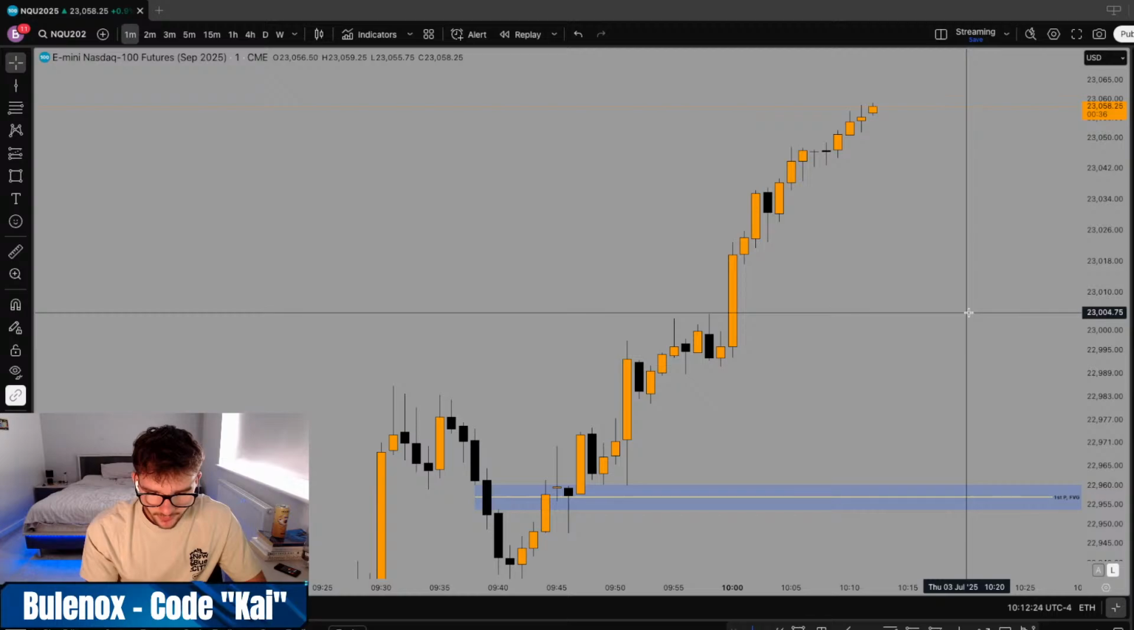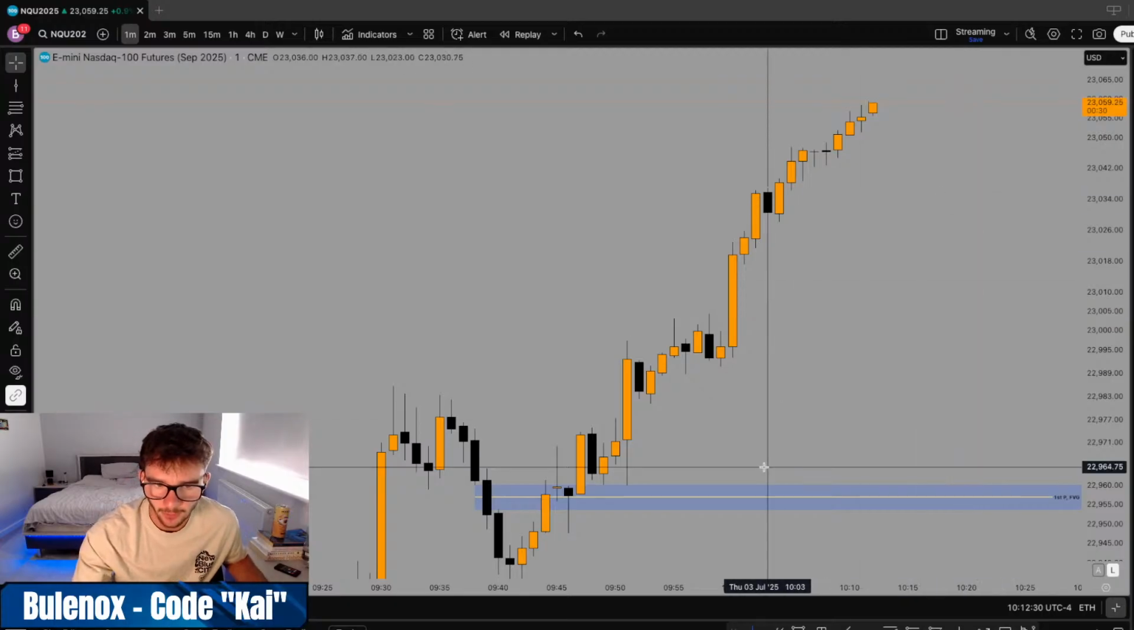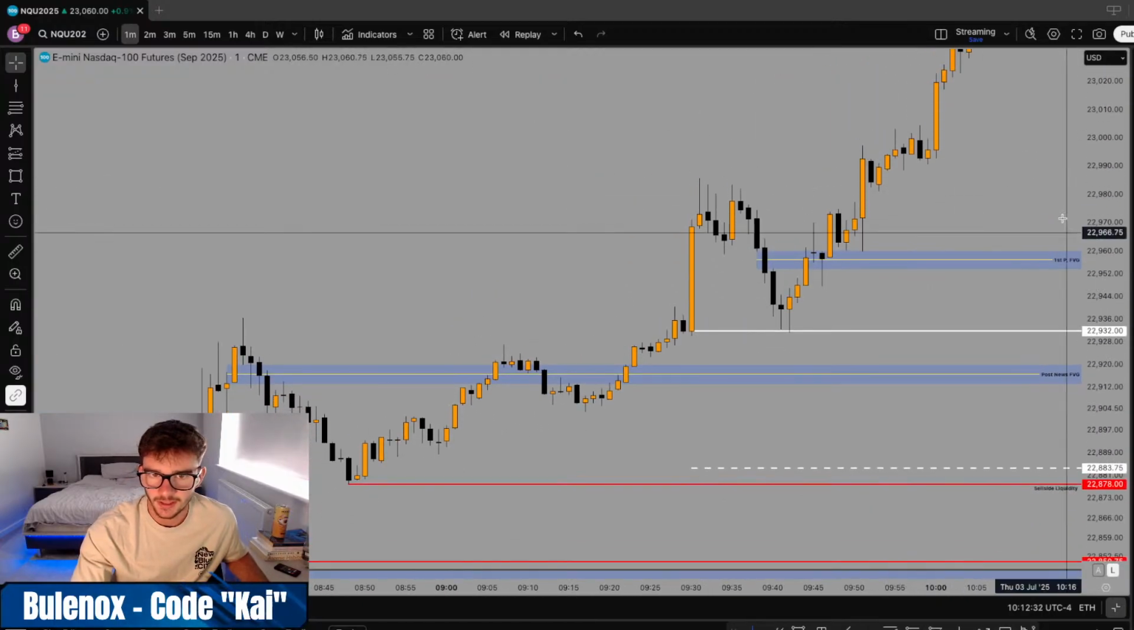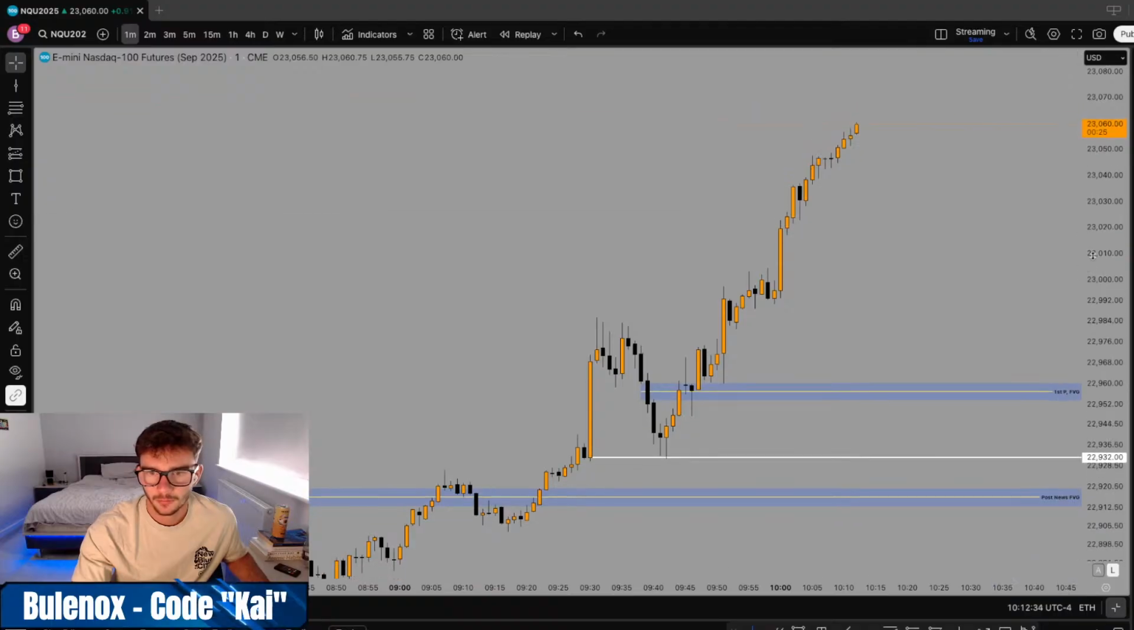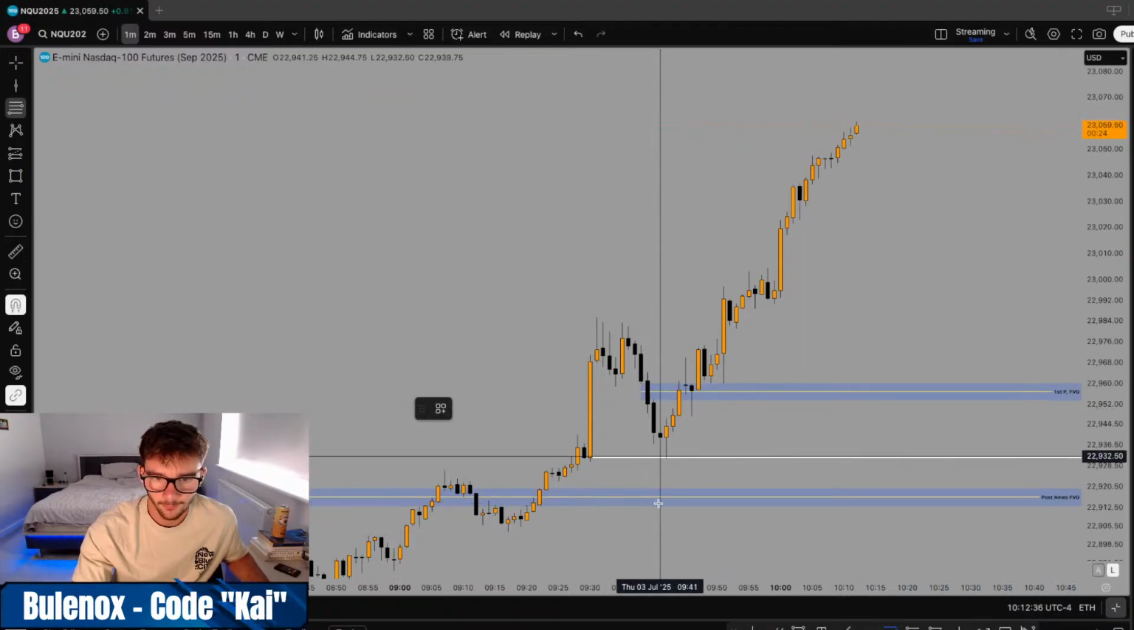I'm using the down move as a manipulation to measure the move up. Yeah, I like that, Jordy. I'm assuming you mean the down move, like this little retrace here after NFP. That one.